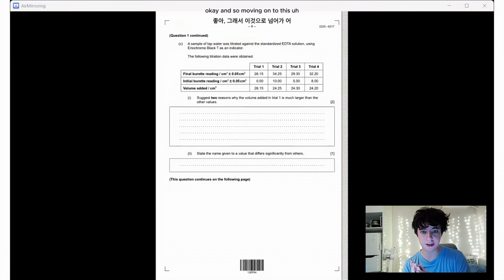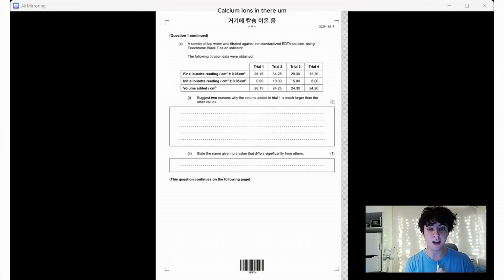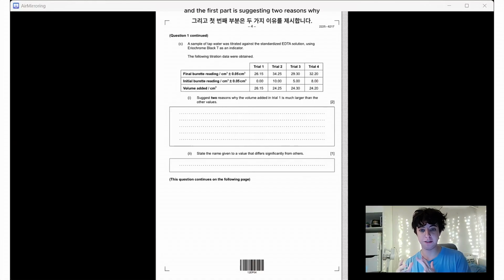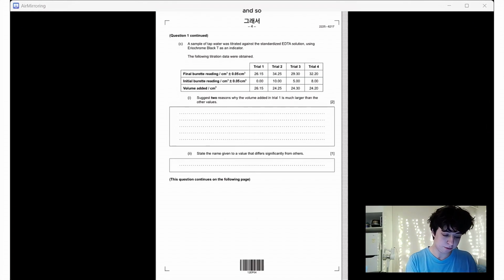Okay, so moving on to part C of question 1, we're talking about how we have a sample of tap water that we are titrating against this EDTA. I assume we were trying to figure out if there were any calcium ions in there. We have this data that we are given, and the first part is suggesting 2 reasons why the volume added in trial 1 is much larger than the other values. There's 2 marks for the 2 reasons. This is one where there's going to be many options, and once again, you need to visualize yourself doing the experiment, specifically the experiment that's being done, not just generally.